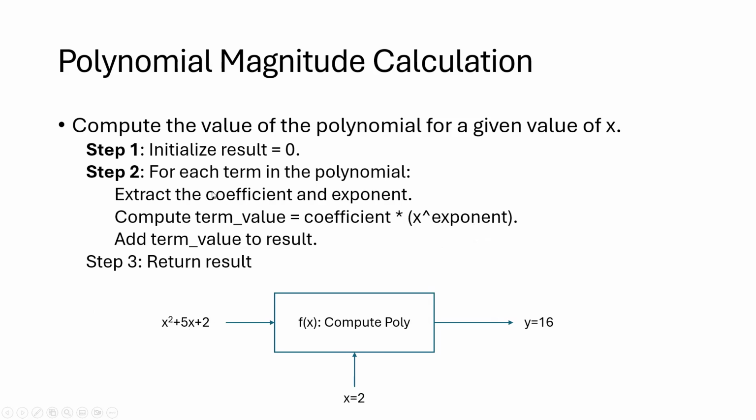The logic is very simple. You should take one result variable and store 0 in it. Now you have to process the polynomial array one by one. You should extract the coefficient and exponent from each column, and compute coefficient times x to the power exponent, and this value you should add to result. If we do this for each and every term, then we will get the value of this polynomial for a given value of x.